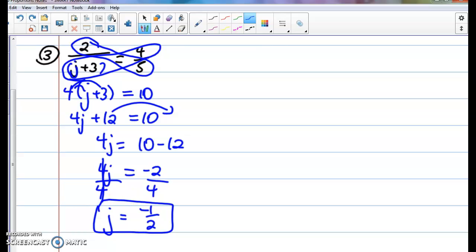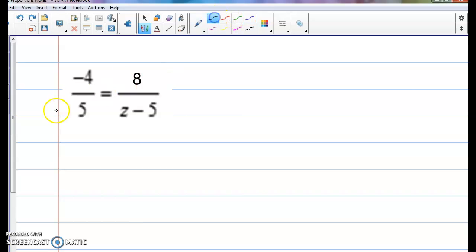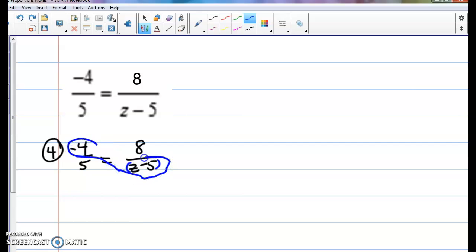Now we'll see another one that has a binomial in it. So example 4. We have negative 4/5 equals 8 over z minus 5. So once again, to keep that binomial together, keep it in parentheses, and then we'll distribute it. We'll end up with negative 4 times z minus 5 equals, and now we do this part in our head. 5 times 8 gives us 40.